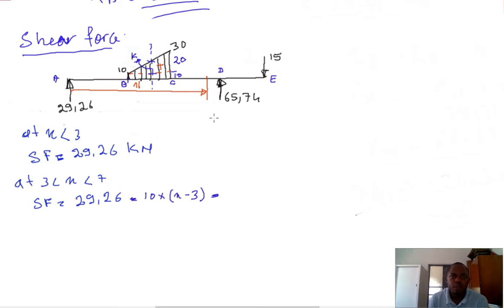So we need to get this value. At each point of x, we need to get that value in order to get the shear force in that interval. To get that value, we are going to use trigonometry rules. K over 20 is equal to this distance. Also, we need to get this distance from B to the point where we're cutting, which will be x minus 3, so (x minus 3) over 4. 4 is the length of the UDL.